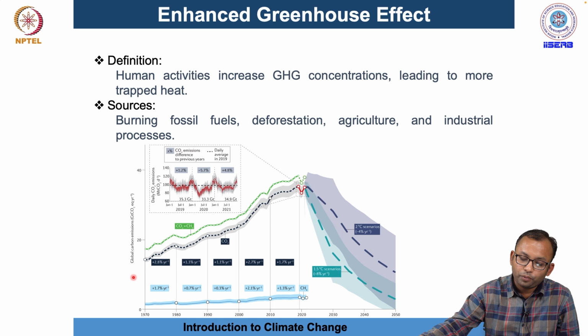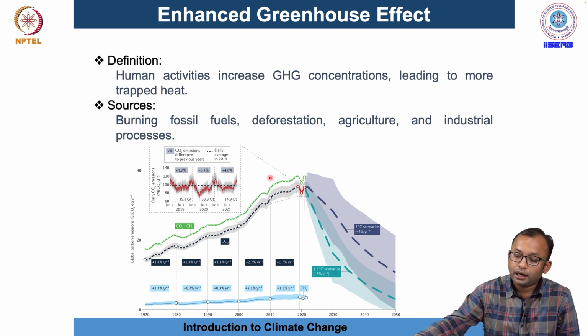So this is one of the plots which gives you an idea about the global carbon emissions since 1970. It is continuously rising till 2020, and it also shows two different types of gases here, CO2 and CH4. CH4 is also a kind of GHG, which is also responsible for trapping more long wave radiation and therefore increasing the Earth's temperature.